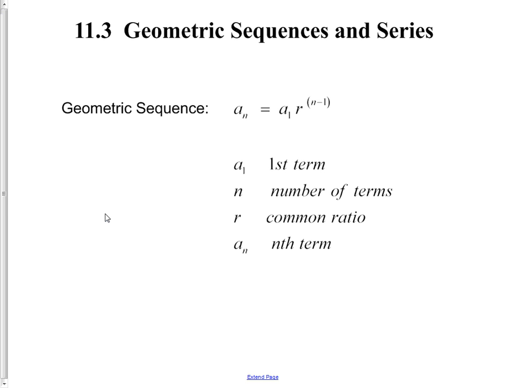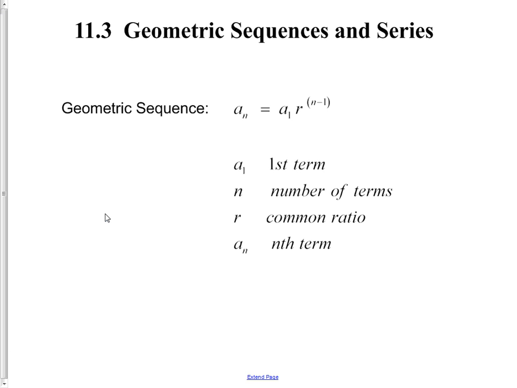In section 11.3, we're going to go through and talk about geometric sequences and series. A geometric sequence, remember, is where you're multiplying the previous number by the same value each time. Maybe you're multiplying by 3 each time, or maybe you're multiplying by a half each time. That is a geometric sequence.